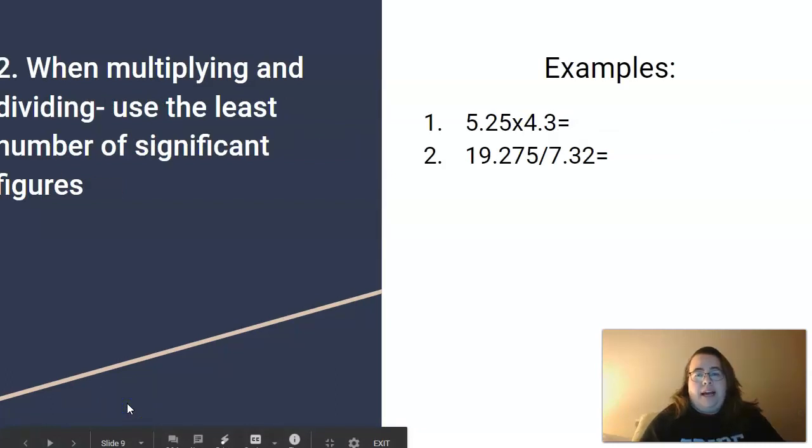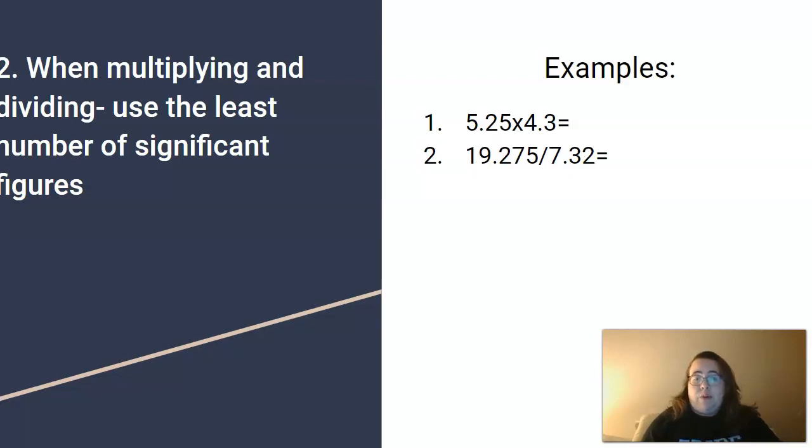The final part has to do with multiplying and dividing. When we multiply and divide, we're going to use the least number of significant figures. So again, we're going to solve the problem like normal, and then we're going to go back and, using our factors, count who has the least number of significant figures. So let's look at number 1 together.